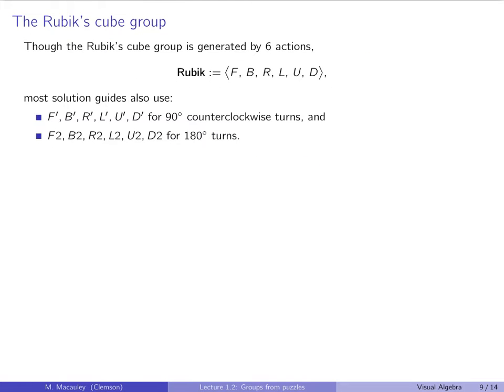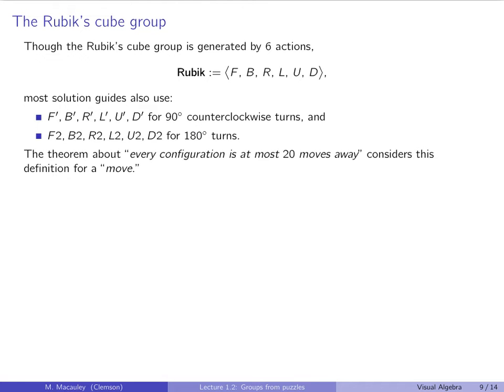So though the Rubik's Cube group is generated by these 6 actions, well, actually the first 5, most solution guides will also use this notation, F, B, R, L, U, and D with primes for counterclockwise turns. And also things like F2, B2, R2, L2, U2, and D2 for 180-degree turns. And this is what cubers will typically consider as a move. And using these 18 possible moves, every configuration is at most 20 moves away. And there are configurations that require 20 moves.